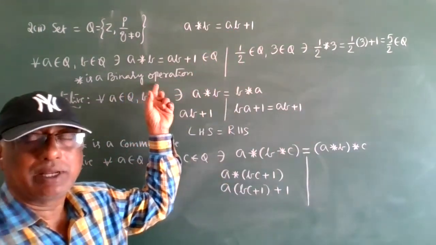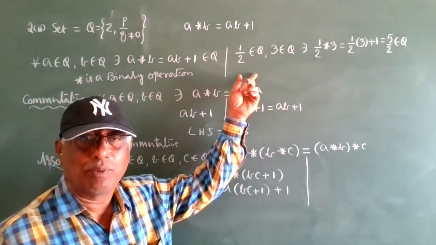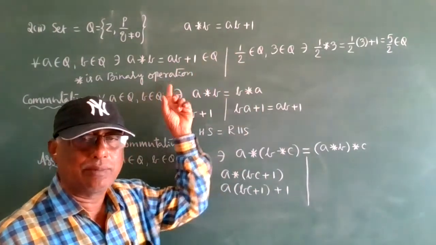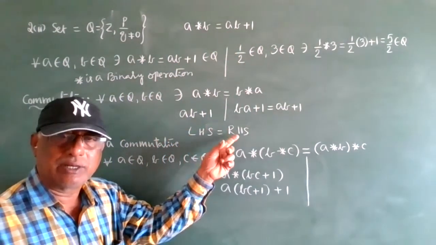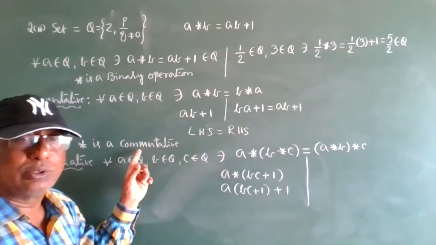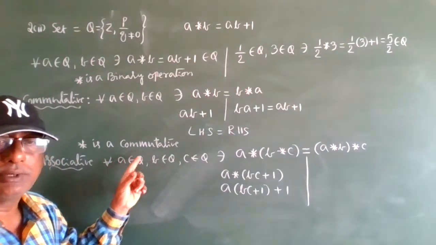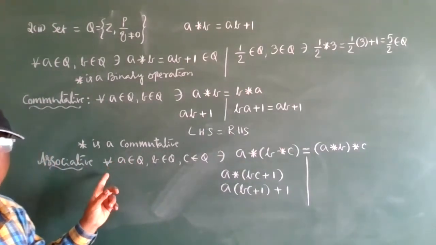First I will check binary operation with an example. Star is a binary operation. Commutative: I will check left hand side and right hand side, both are equal, so star is commutative. Associative, I am going to check.